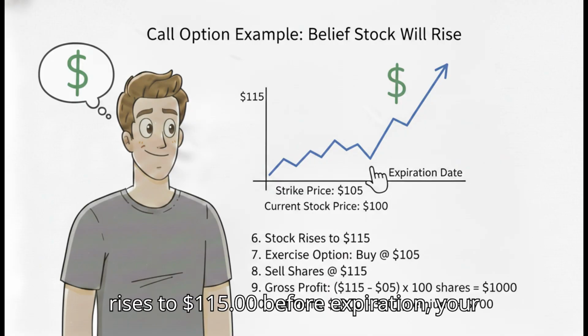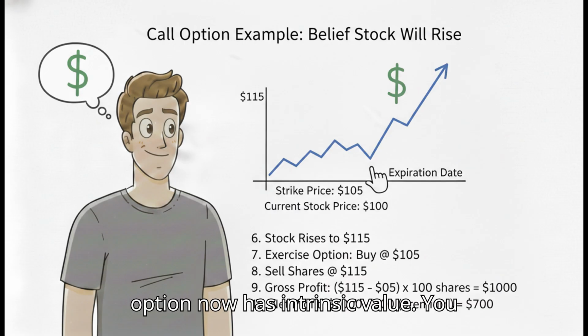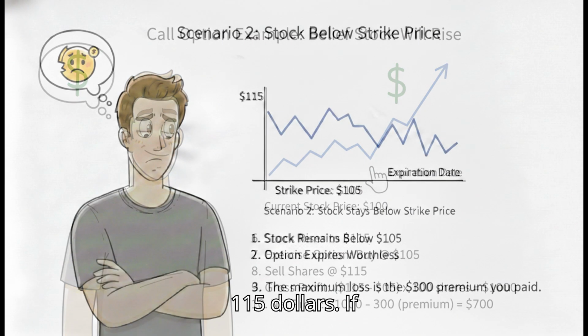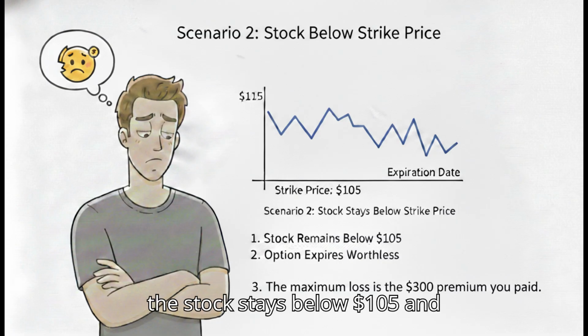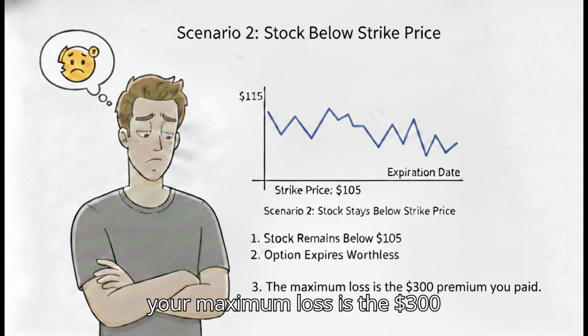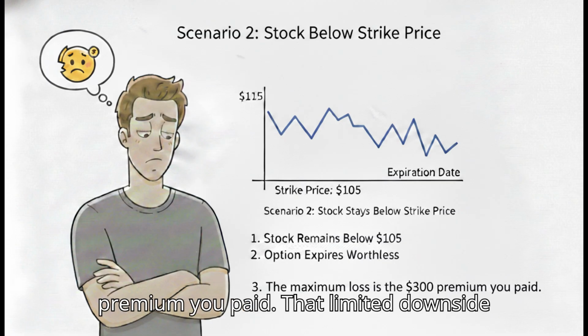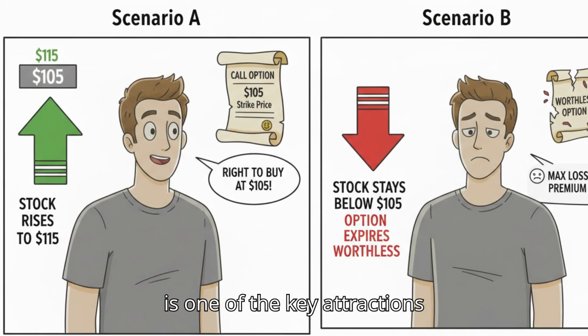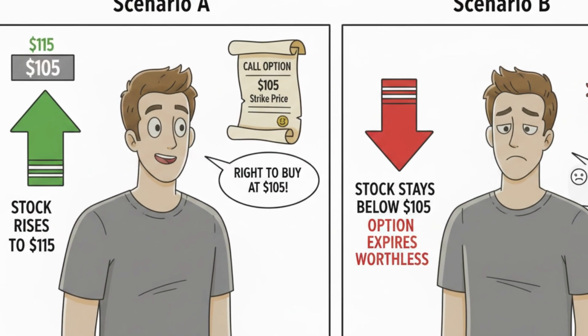If the stock rises to $115 before expiration, your option now has intrinsic value. You have the right to buy the stock at $105 while it's trading at $115. If the stock stays below $105 and expires, the option becomes worthless, and your maximum loss is the $300 premium you paid. That limited downside is one of the key attractions of buying call options.